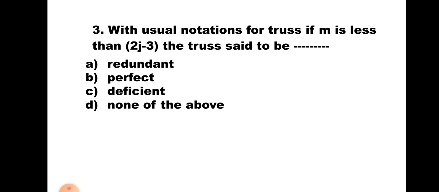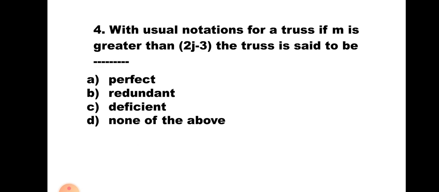Question number 3. With usual notations of truss, if M is less than 2J minus 3, the truss is said to be A. redundant, B. perfect, C. deficient, and D. none of the above. Now, if the number of members in a truss is less than 2J minus 3, then that particular frame is known as insufficient or deficient. Hence, the correct answer is C, deficient.